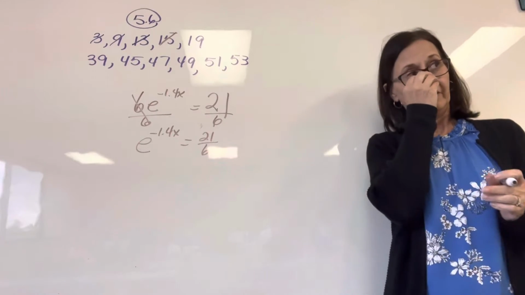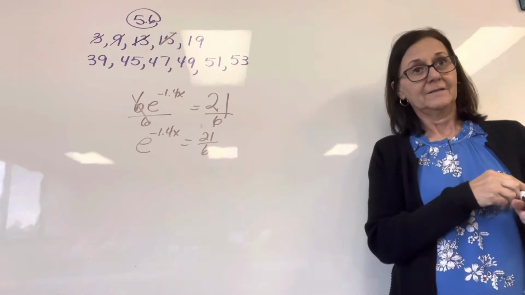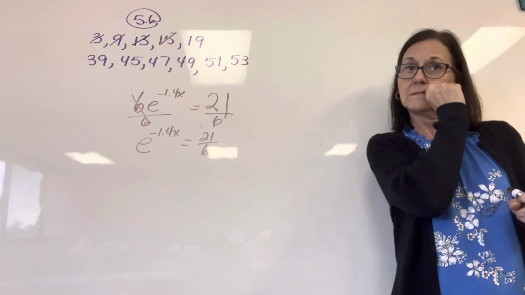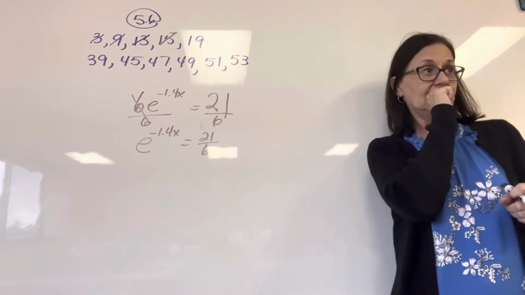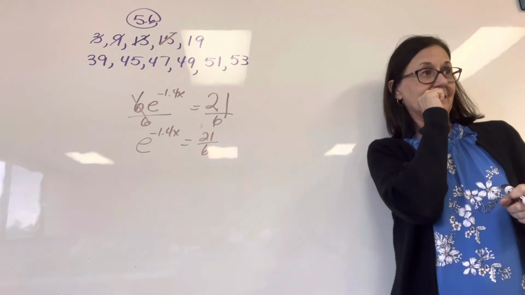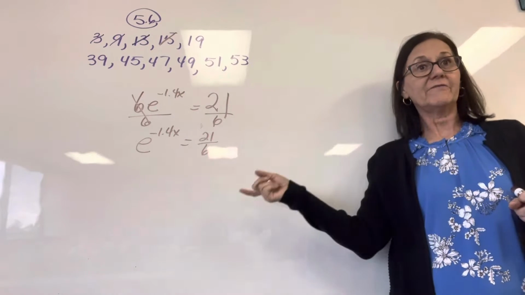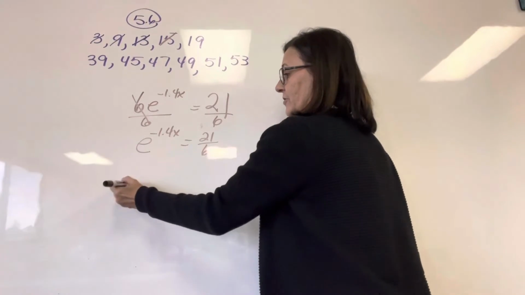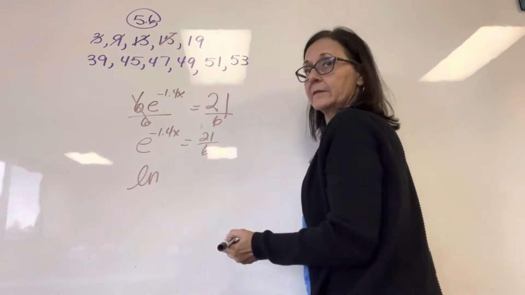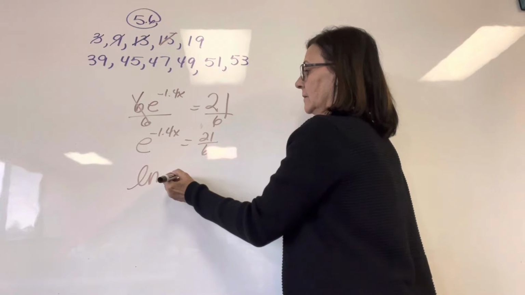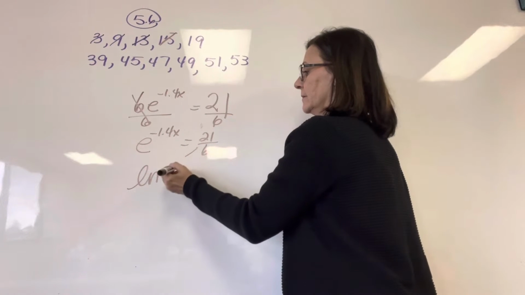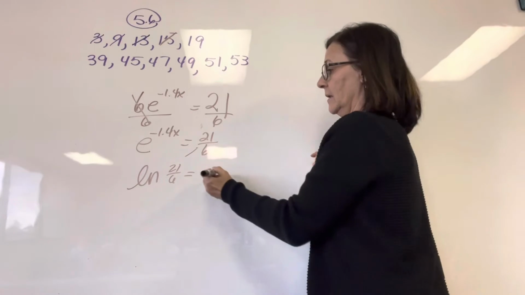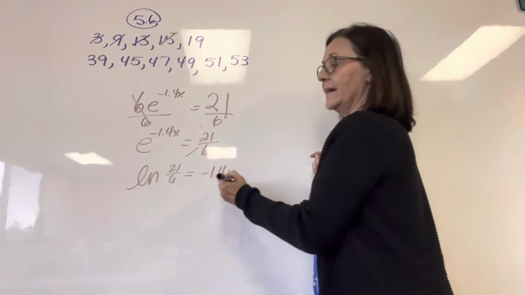Now what would you do? Would you take the ln? Because then you can multiply by the exponent. Or not. I would convert this to a logarithm. The base is e, so you do the ln. What's my argument? Not e, that's 1. Here's my argument: 3.5. 21/6 equals negative 1.4x.